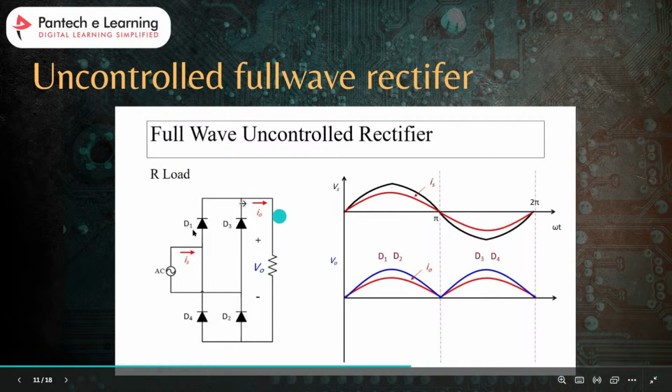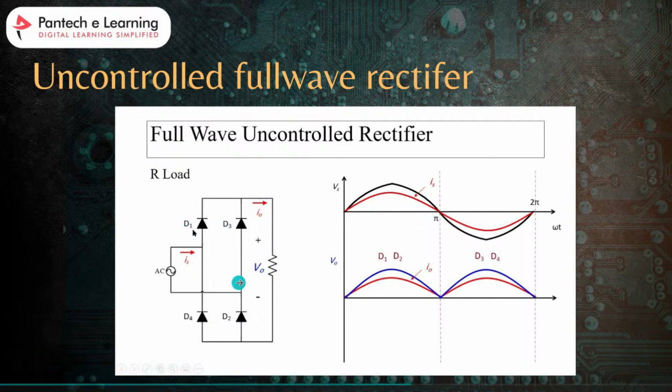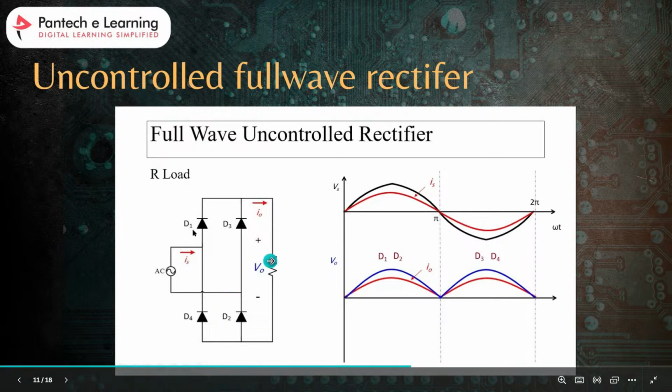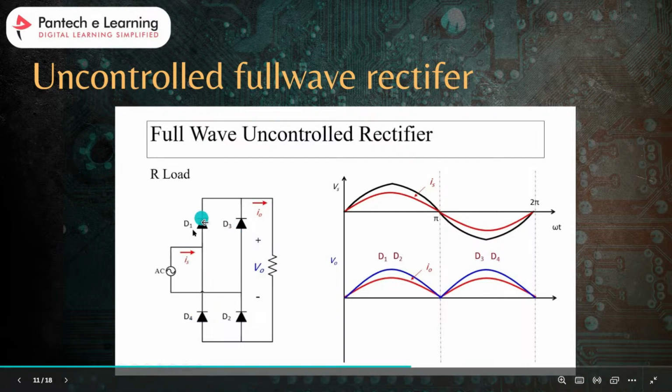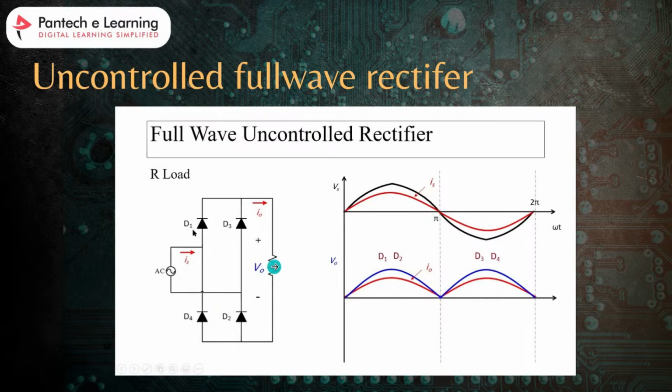Yeah, so this is the full wave uncontrolled rectifier. You can see the diode D1 and diode D2 become forward biased, while D3 and D4 become reverse biased. So the diodes D1 and D2 form a closed loop and that provides the positive output voltage across the load. So this is the voltage. The blue color indicates the voltage and the red color indicates the current. Next, during the negative half cycle, D3 and D4 become forward biased, while D1 and D2 become reverse biased. But the polarity across the load resistor remains the same and provides a positive output across the load also.